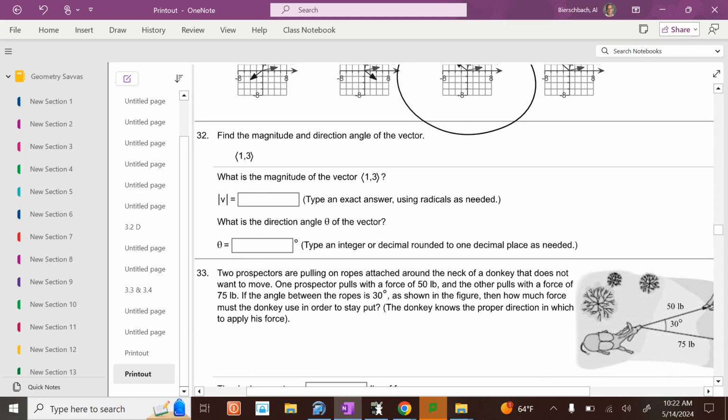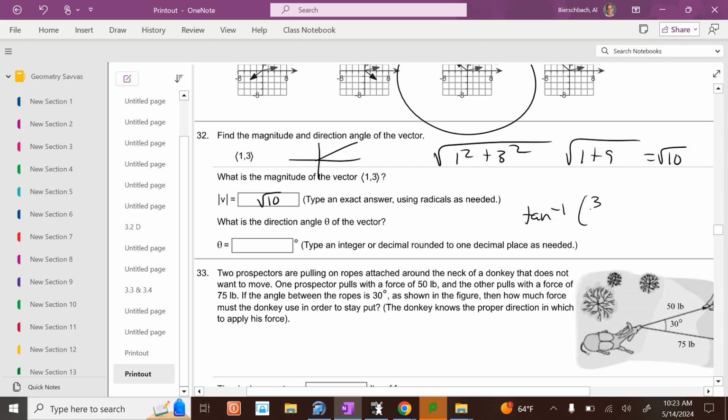The magnitude and angle of the vector. The magnitude is the square root of 1 squared plus 3 squared, which is the square root of 1 plus 9, which is the square root of 10. The angle, we're in quadrant 1. So the angle is just what you get when you take the inverse tangent of 3 over 1.